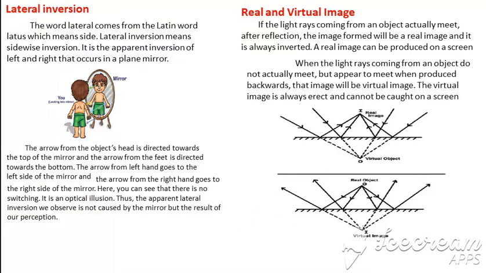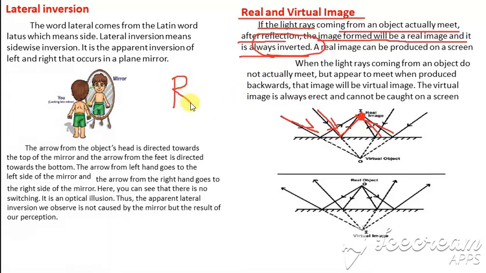Okay, so next is a very important one, which is real and virtual images. If the light rays coming from an object actually meet after reflection, the image formed will be a real image and is always inverted. So when all the rays actually meet after reflection, that forms the real image. And that real image is always inverted. Okay, so a real image is always inverted.